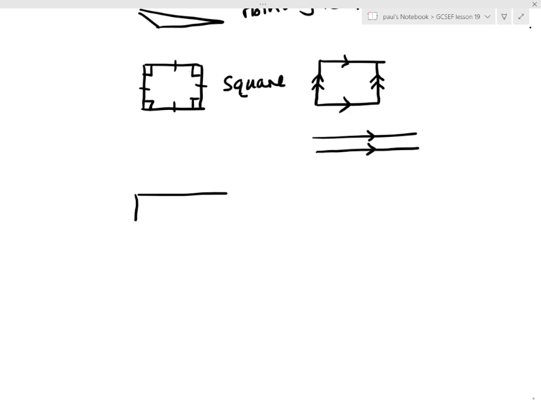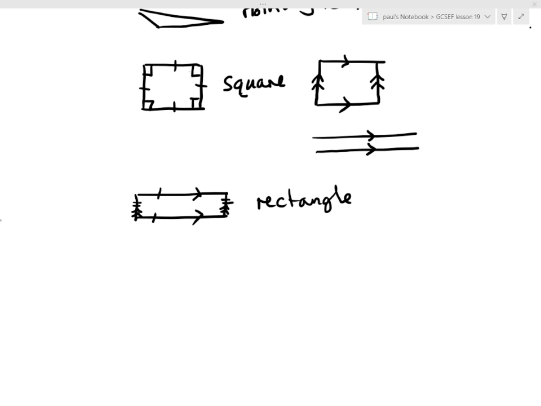Next one we've got is a rectangle. And the top and bottom are the same length, and they are also parallel to each other. These two are the same length, and they are also parallel to each other. It gets a bit messy with all these symbols all over the place.